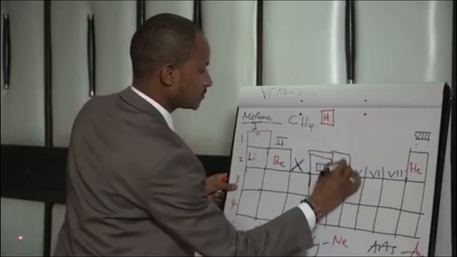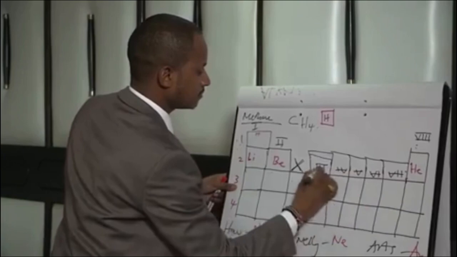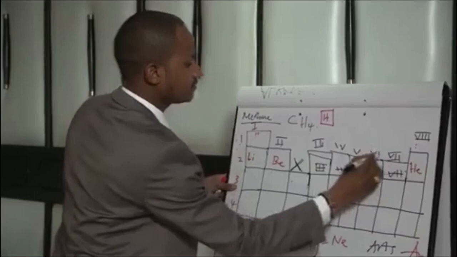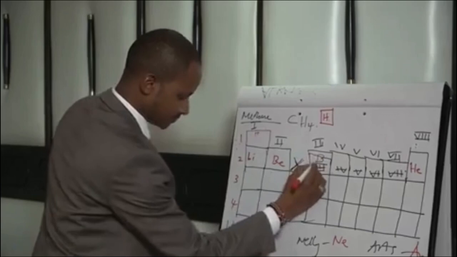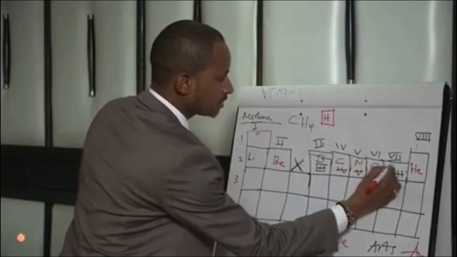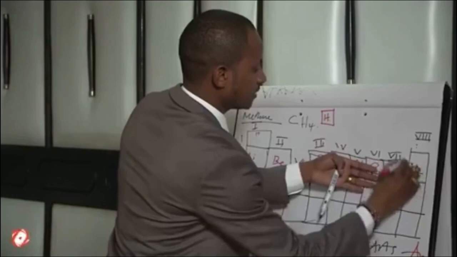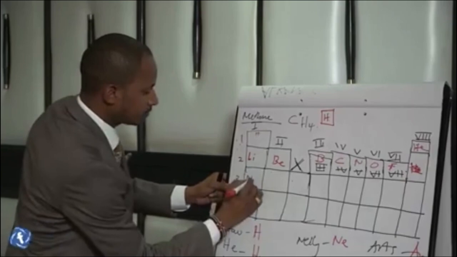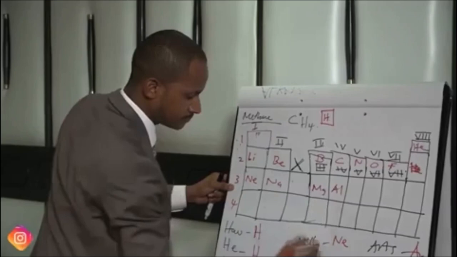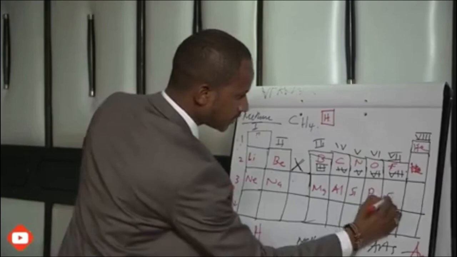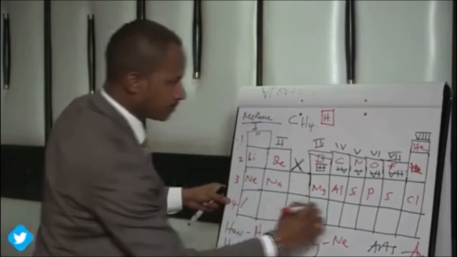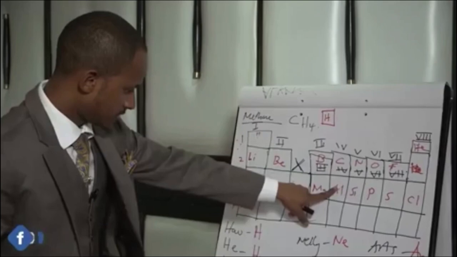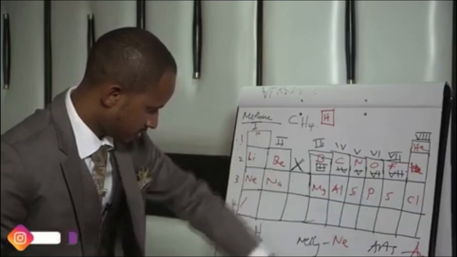Sorry for this, but it's okay. So group 3, group 4, group 5, group 6, group 7. Lithium, beryllium, boron, carbon, nitrogen, oxygen, fluorine, then helium is way up, sorry. That's helium, it goes with this. Then neon, sodium, magnesium, aluminium, silicon, phosphorus, sulfur, chlorine, argon. This should be argon, not there.